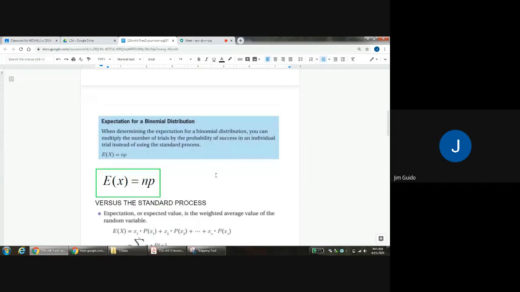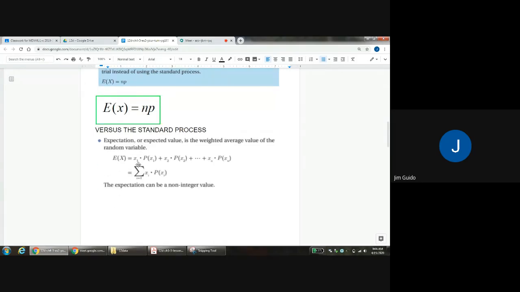And the expectation for a binomial distribution can also be simplified and become more efficient. It simply becomes the number of trials multiplied by the probability of success on a given trial, versus the standard process, which would have been to do the third column in your table and multiply each x value by p at x, add them all up, and that sum of the third column, which is the sum of x times p at x, becomes your expectation value.